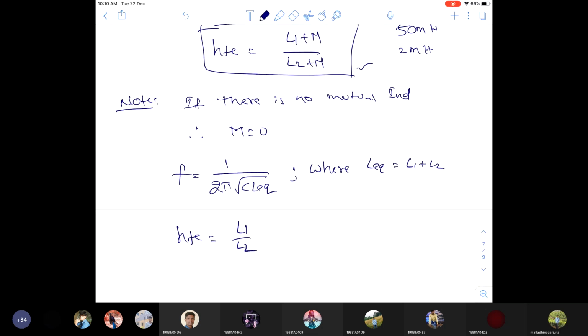Okay, if in the numericals they give the M value, mutual inductance is equal to so and so, you have to take this HFE formula, and frequency is equal to 1 by 2 pi root C into L equivalent, where L equivalent equal to L1 plus L2 plus 2M. If M is not given in the problem, assume that the mutual inductance is 0. If it is given, you substitute whatever the value is given and calculate.